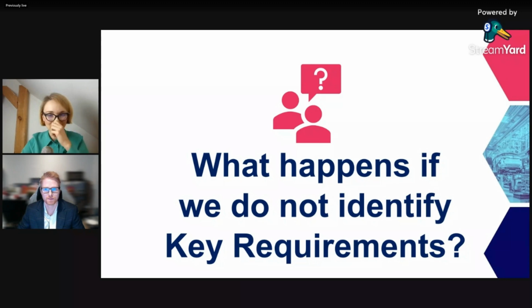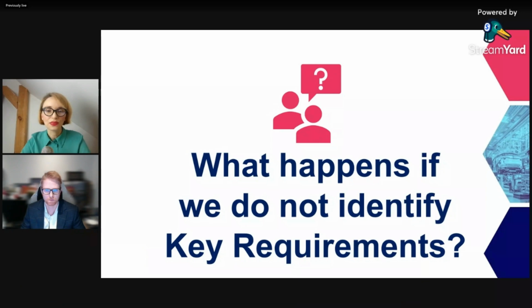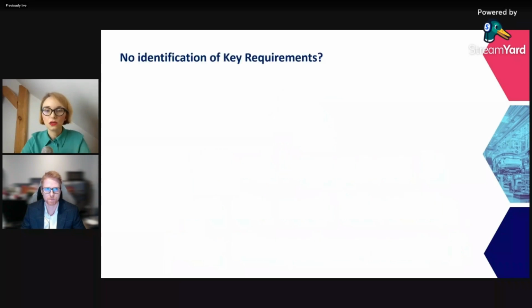I see there is also a last comment I will display. 8 wastes will be incurred in the system if requirements are not properly tackled. Quite nice. Okay, Christopher, let's summarize, because there were a lot of nice comments. Yeah, excellent, and they're all relevant and all true. They're all factual, which is great.